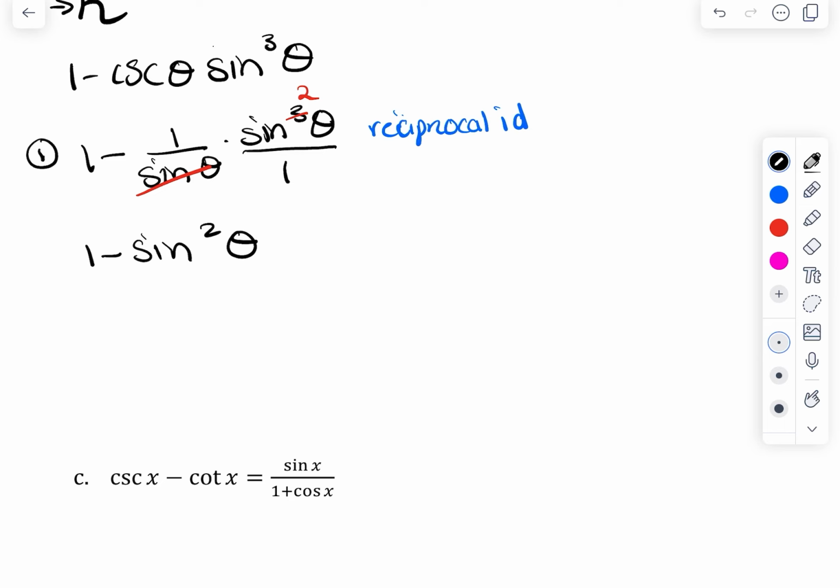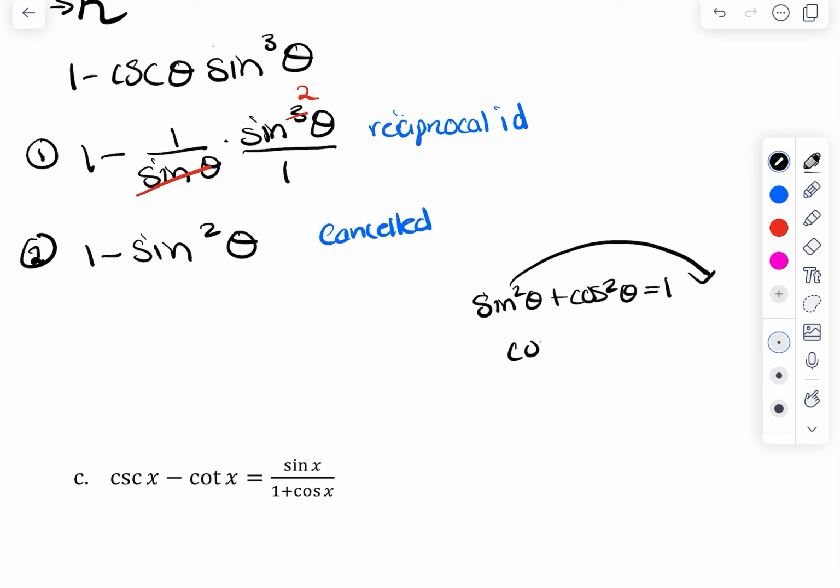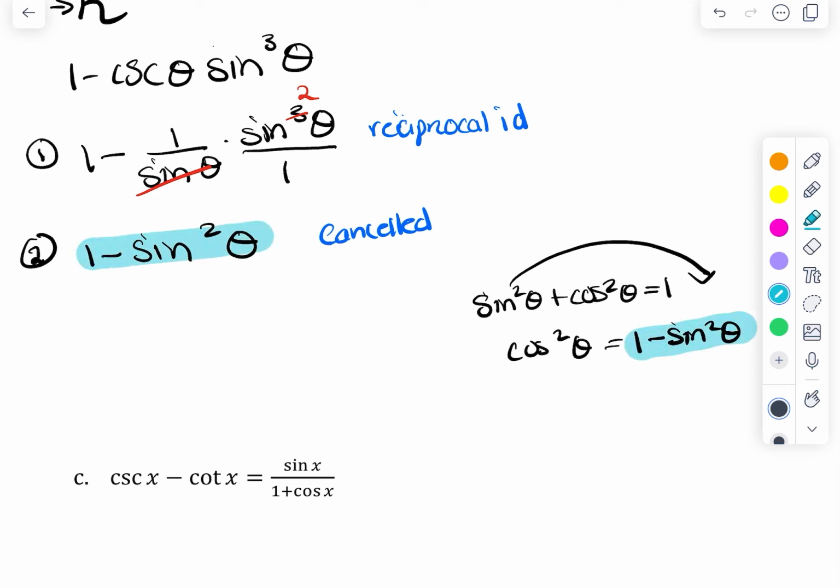And I remember I told you this was going to be something that you saw quite often, right? What we did here, we canceled common terms. So remember that with our Pythagorean identity, I'm going to rewrite it one more time. We have sine squared theta plus cosine squared theta equals 1. If I bring this over to the other side, I get cosine squared theta equals 1 minus sine squared theta. So 1 minus sine squared theta is equal to cosine squared theta, and this is true by the Pythagorean identity.